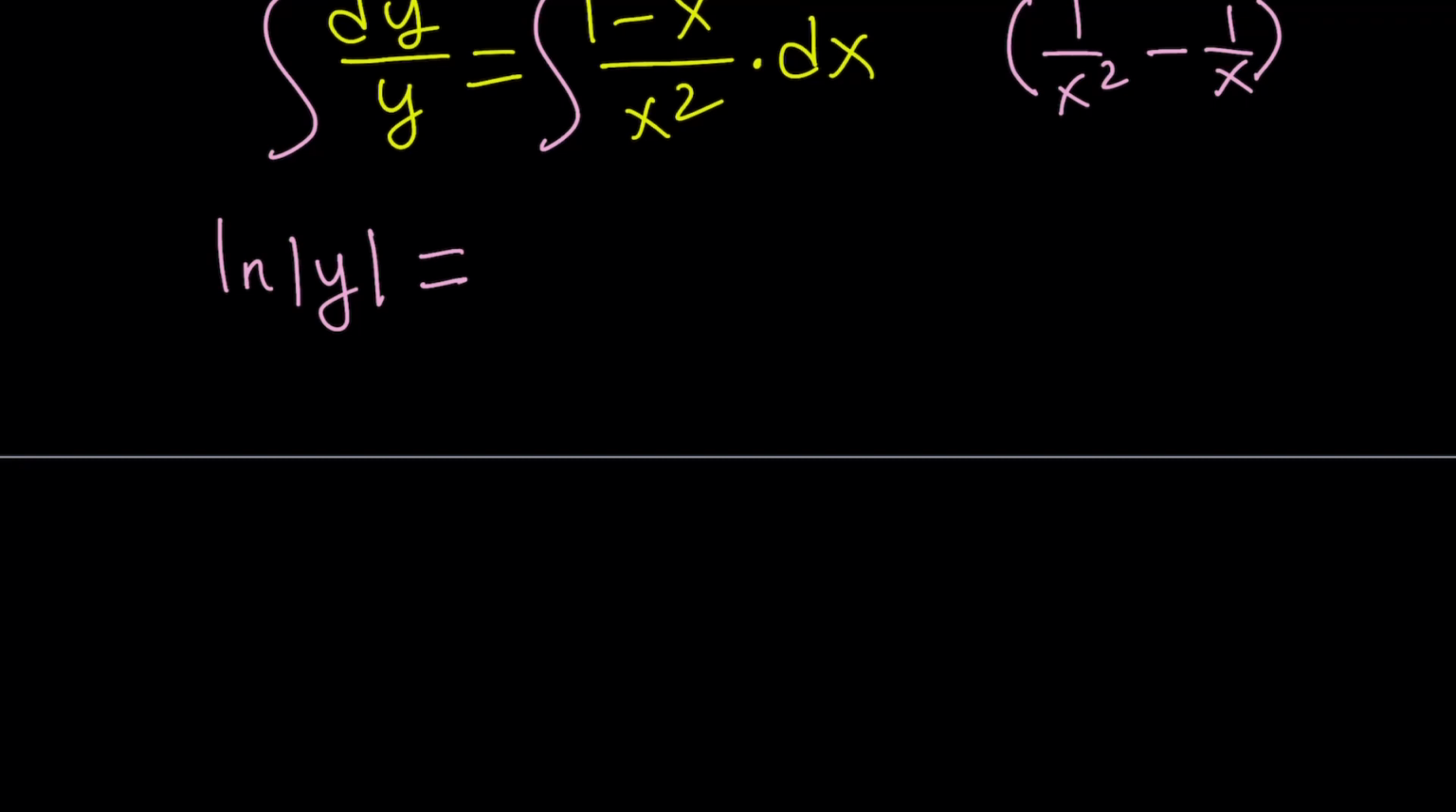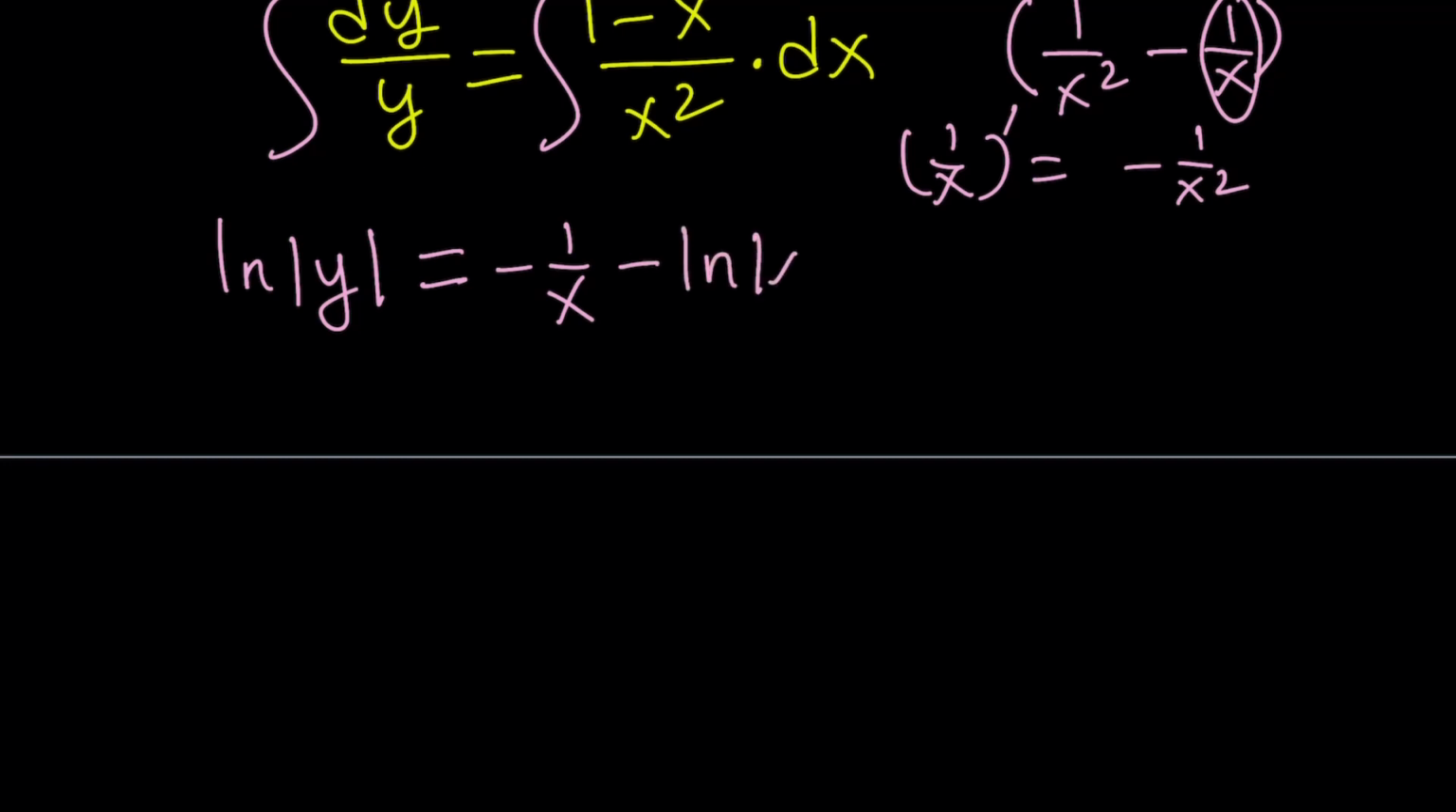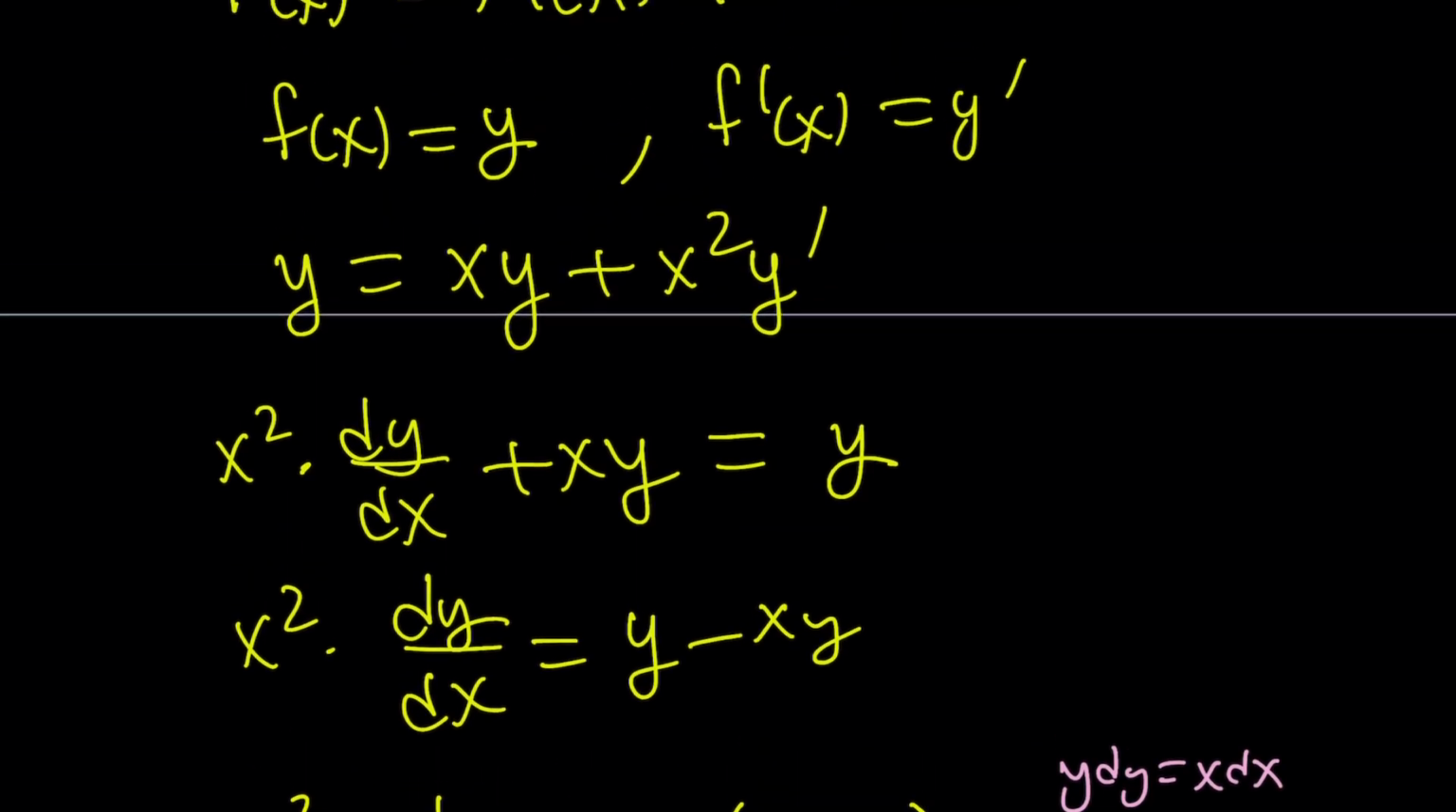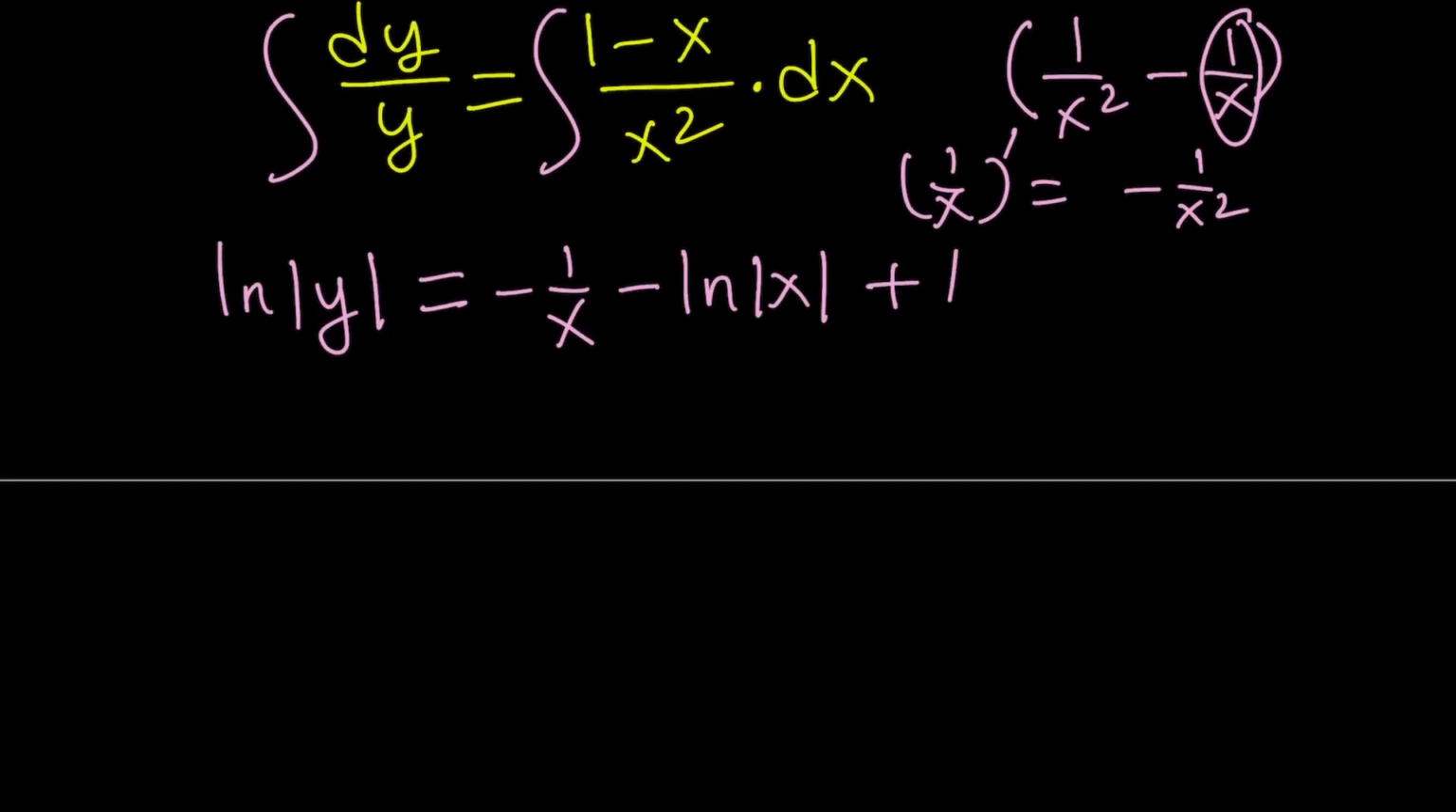So the integral of 1 over x squared, since the derivative of 1 over x is negative 1 over x squared, is just going to be negative 1 over x. Awesome. Minus 1 over x. How do you integrate 1 over x? It's ln, right? So we're going to write this as ln absolute value of x. And at the end, we're going to add our constant, but c was already used, so I'm going to use k for this one.